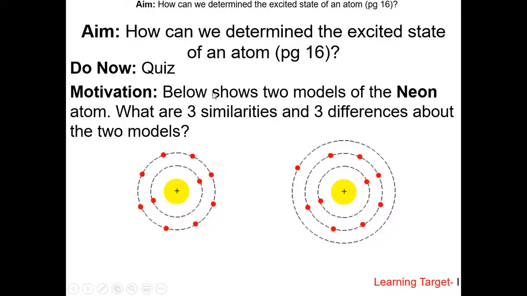This is my fifth video lesson for the unit Atomic Theory. Today we're going to talk about the excited state of an atom. So go to page 16 in the class packet.